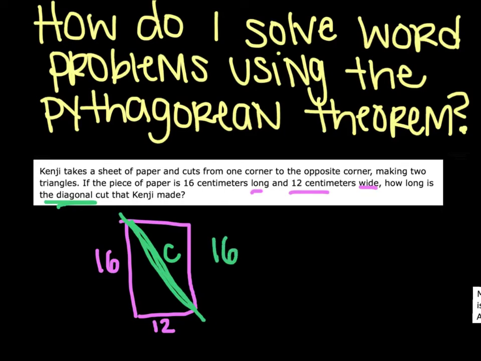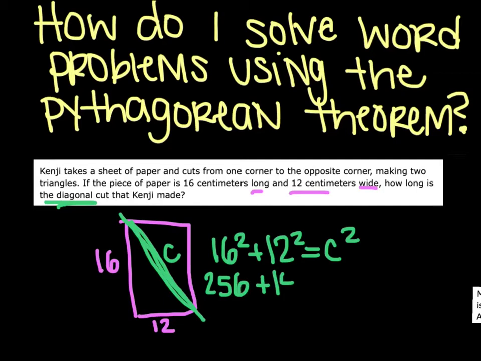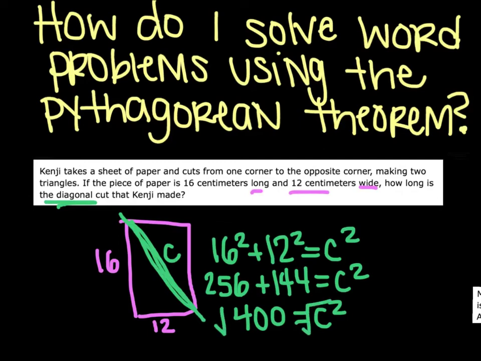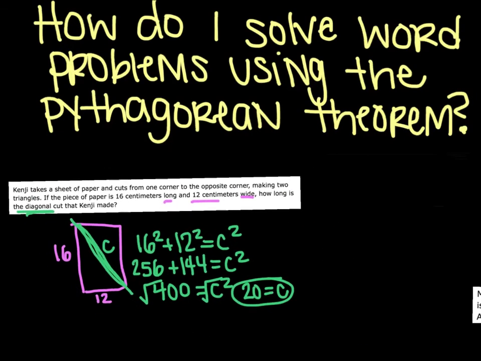So we have 16 squared plus 12 squared equals C squared. And if you don't know what 16 squared is, you can use your calculator. 256 plus 144 equals C squared. 256 plus 144 gives you 400 equals C squared. Then you have to take the square root of 400, and 20 equals C. So that length would then be 20 centimeters, and you'd want to label that centimeters as well.